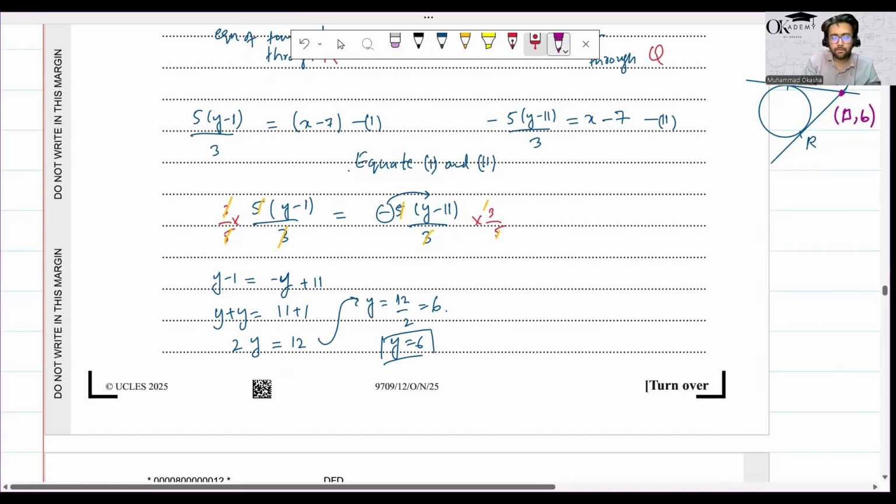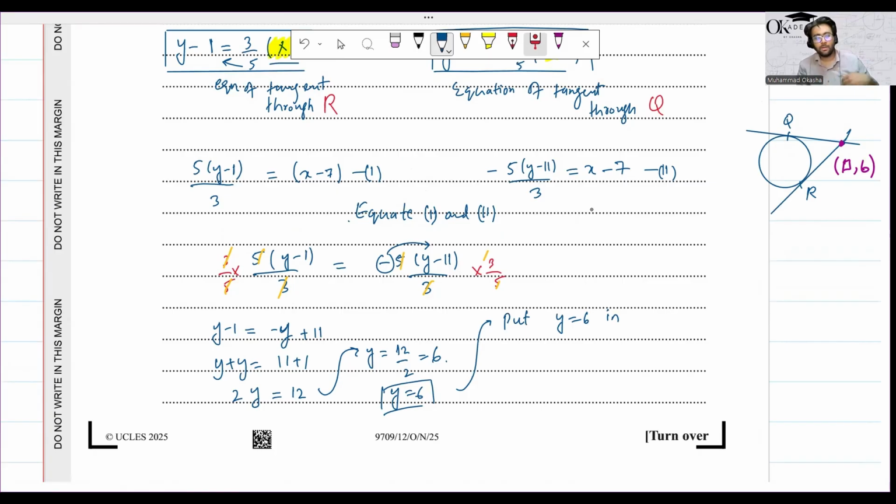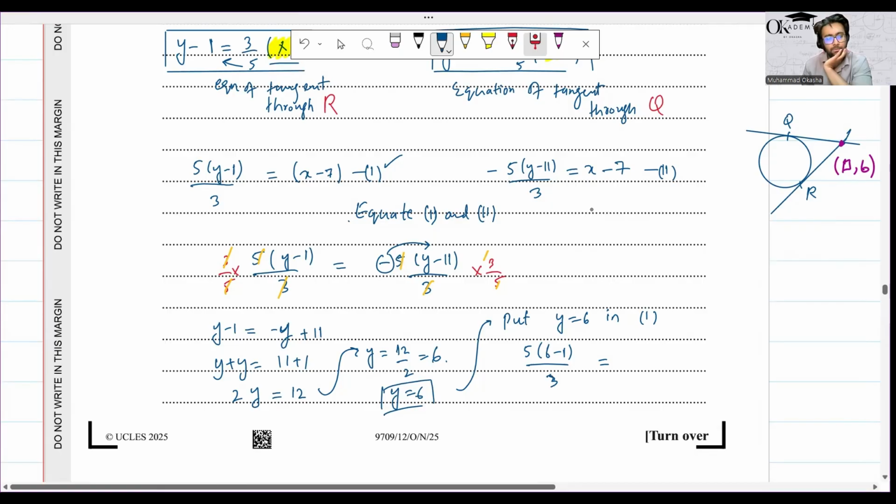All right. You can work out the x coordinate by putting it in any equation you want, right? Put y equals 6 in. Do you want to put it in equation 1 or equation 2? I can put this in equation 1, right? So (5 times 6 minus 1) divided by 3 equals x minus 7, which is going to be interesting.